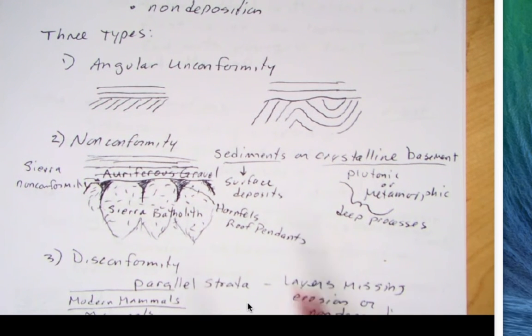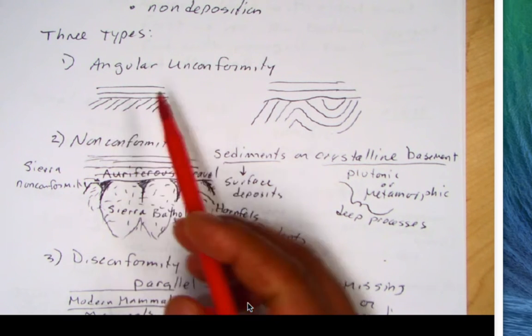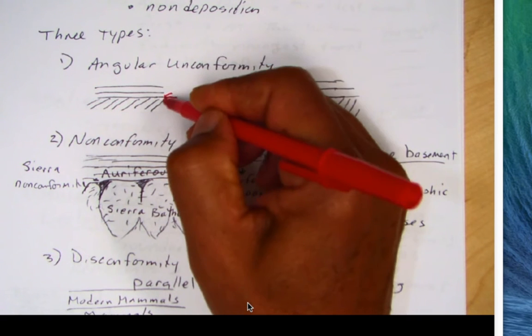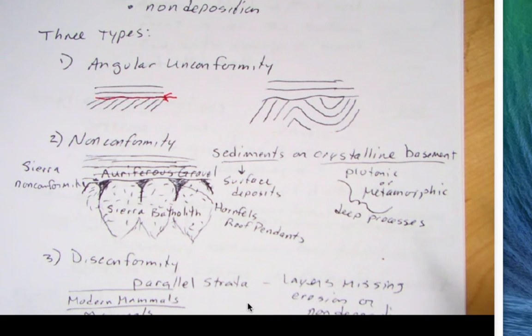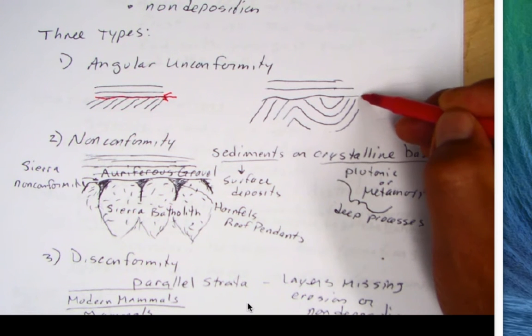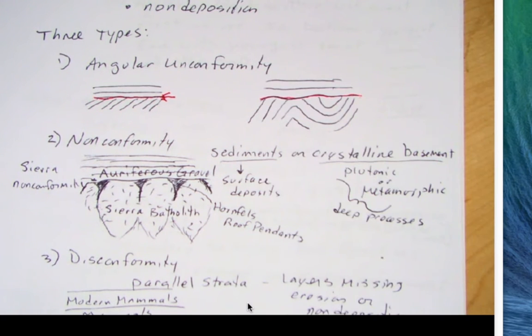And the three types, there's an angular unconformity. And so note that the angular unconformity will have strata tilted at different angles. So the unconformity is right here, right? That would be the unconformity, this boundary or contact between the strata that's horizontal and the strata that's tilted, right? And then here we have some folded strata, but then we have horizontal strata. So again, this becomes the unconformity right there. So that would be the angular unconformity.